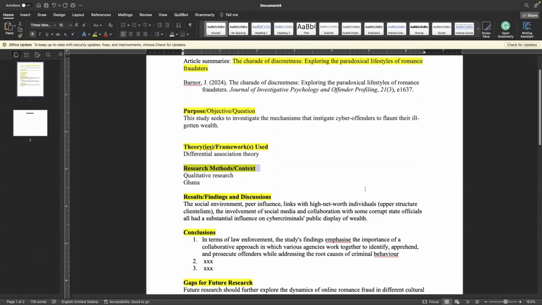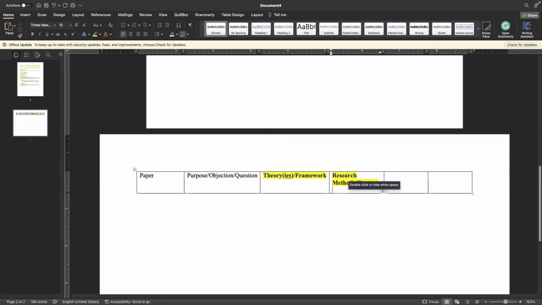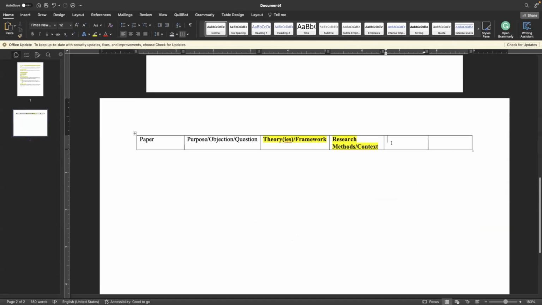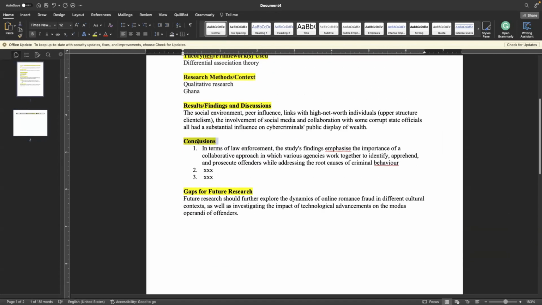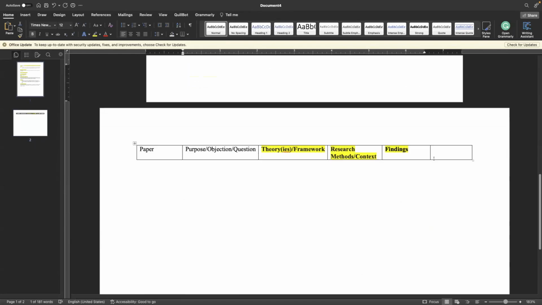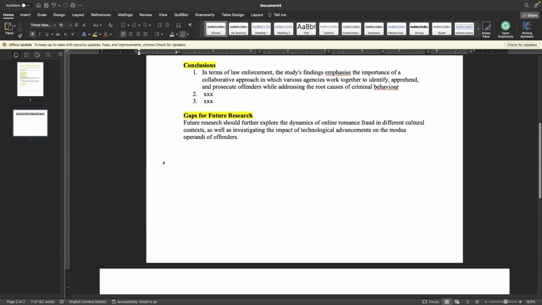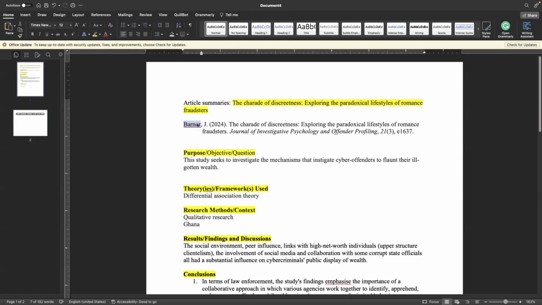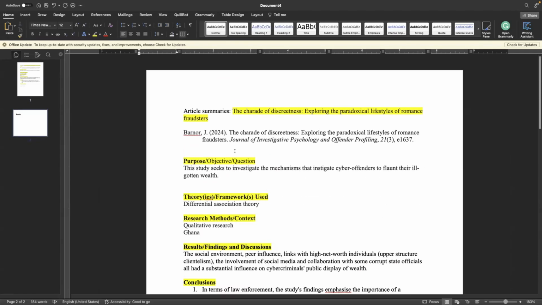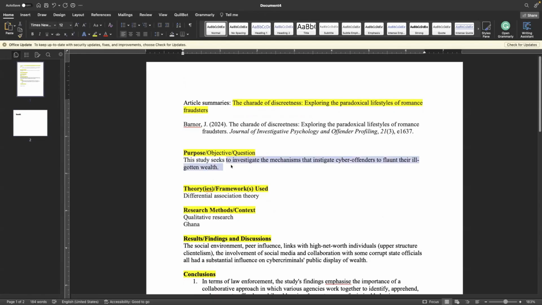Then the methods and context. So we can do findings, can do conclusions, or we can, for the sake of the table, let's put gaps. Okay, so the paper is from this person in 2024. And then the purpose you already have here to investigate. So you are starting from 2.